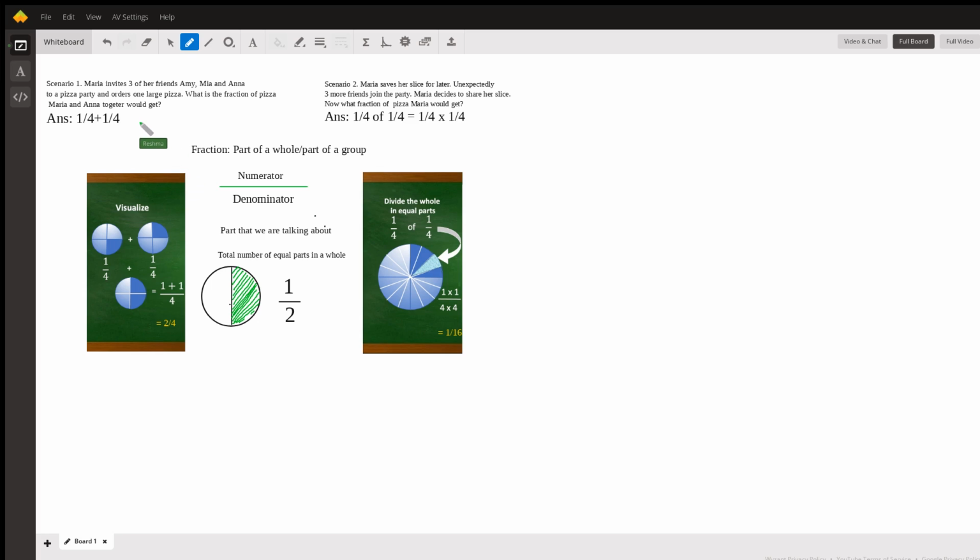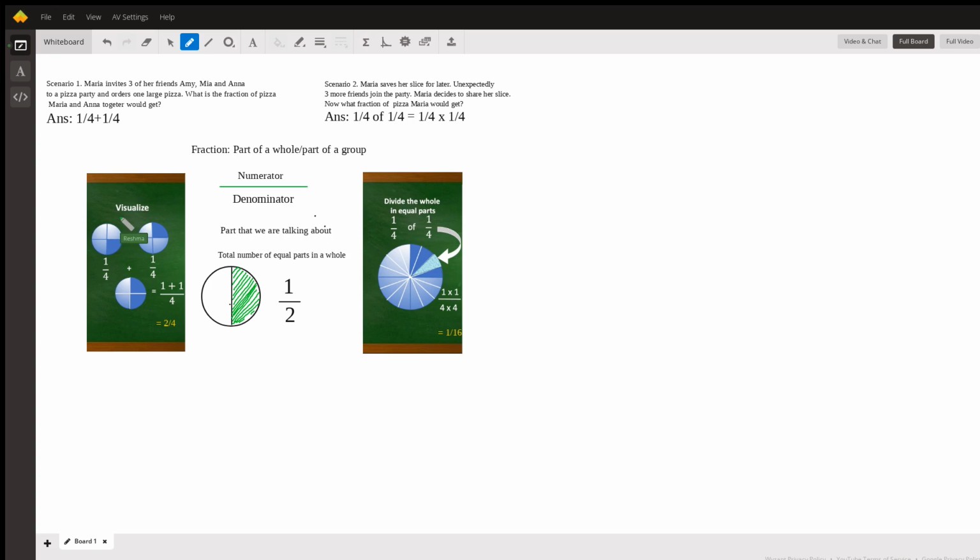In scenario 1, Maria invites 3 of her friends, Amy, Mia, and Anna, to a pizza party and orders 1 large pizza. What is the fraction of pizza Maria and Anna together would get? So this question is a simple addition problem. For that, we first have to find out the fraction of pizza Maria would get, and then the fraction of pizza Anna would get.